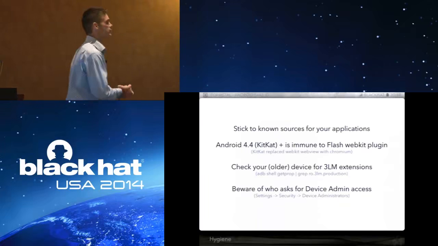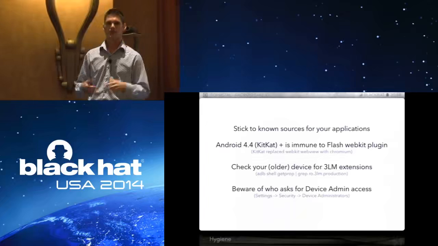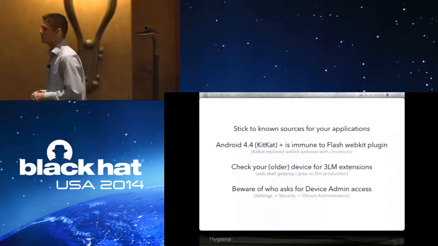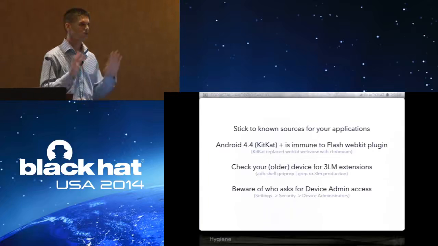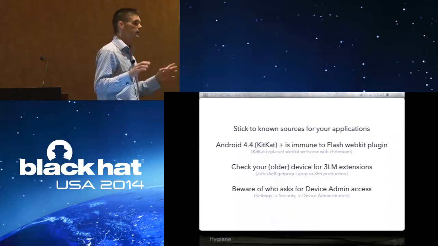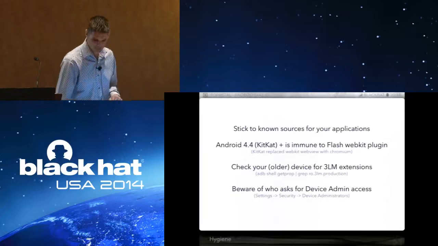And then, of course, if you are using 3LM on your device, you probably won't know it until it's too late, so go ahead and check your security properties. And then, of course, device admin access, always a good one. Don't hand it out like candy, people. Really bad things hide behind device admin access that even play into the FakeID stuff.